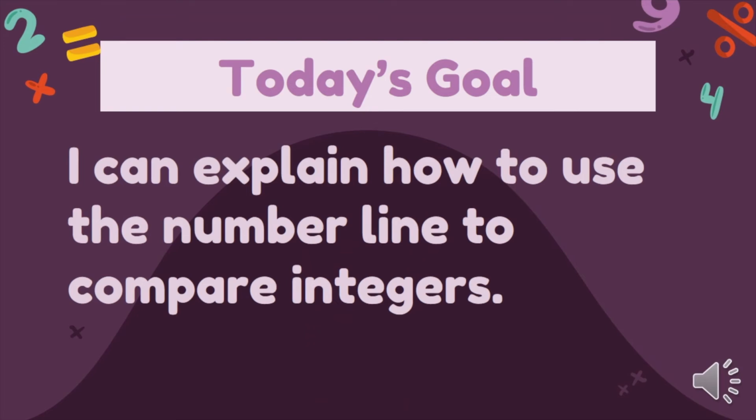Let's revisit our goal for today. Our goal was, I can explain how to use the number line to compare integers. How did we accomplish this? You said it. We started out comparing negative 2 and negative 9. Then we compared temperatures on Earth, Mars, and Jupiter. We learned today that a number line can assist us with comparing numbers because the closer a negative number is to 0, the larger the number.